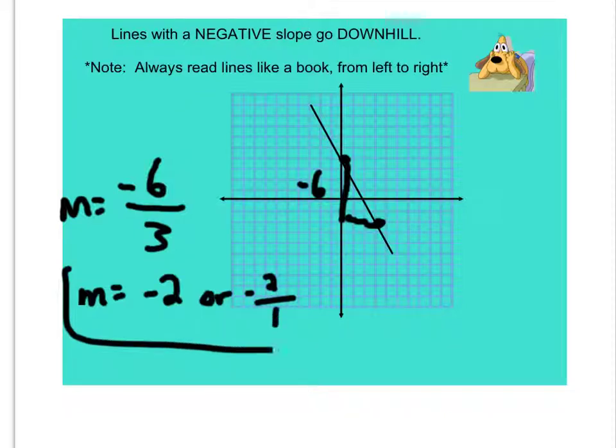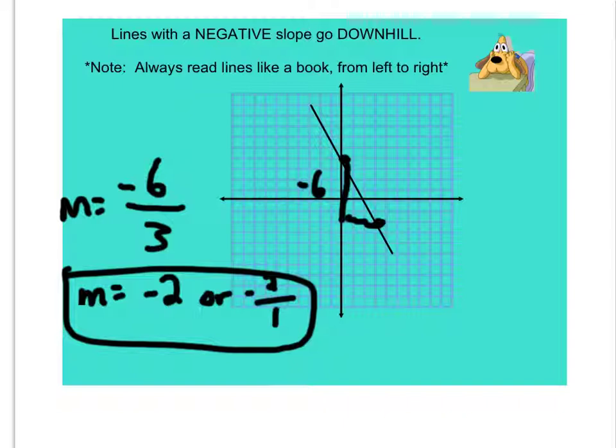Okay, either way. And if you look up here, lines with a negative slope go downhill. Well, this line has a negative slope and it's going down from left to right. Okay, again, read it like a book, left to right. So from here to here, I'm going downhill. It's got a negative slope. Now, another thing that you should know about slope is that my slope should not change on my line ever.